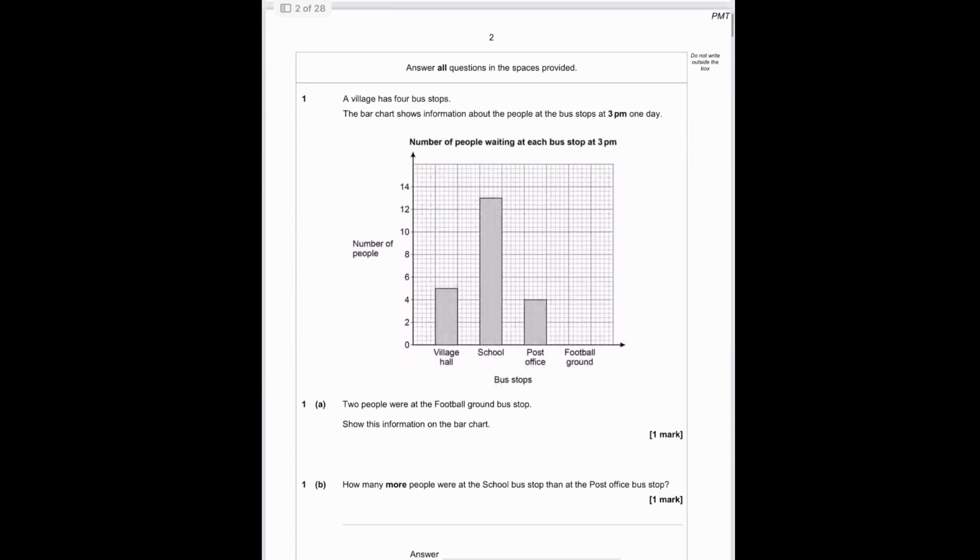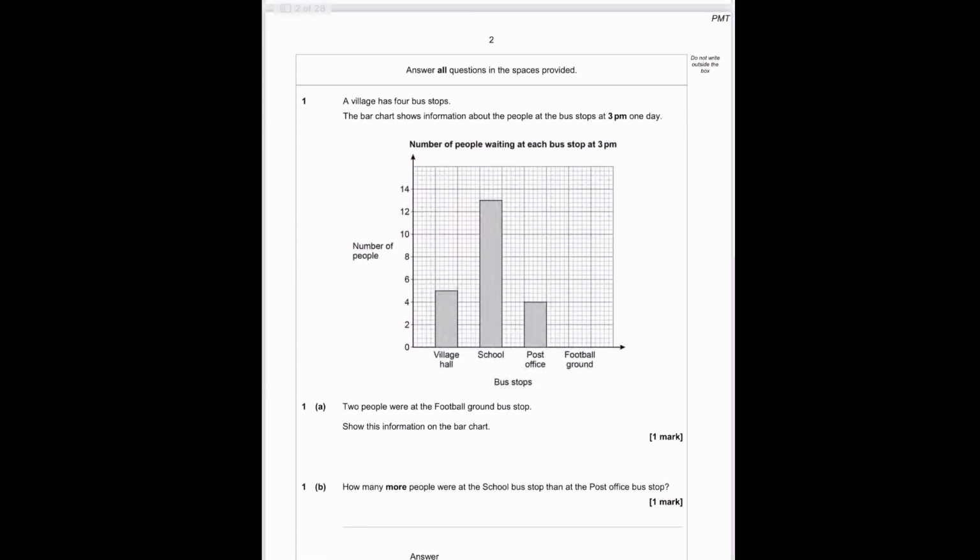A village has 4 bus stops. The bar chart shows information about the people at the bus stop at 3 p.m. on one day. So we've got the number of people, village hall, school, post office, football ground. 2 people were at the football ground bus stop. So that needs to be 2 people.